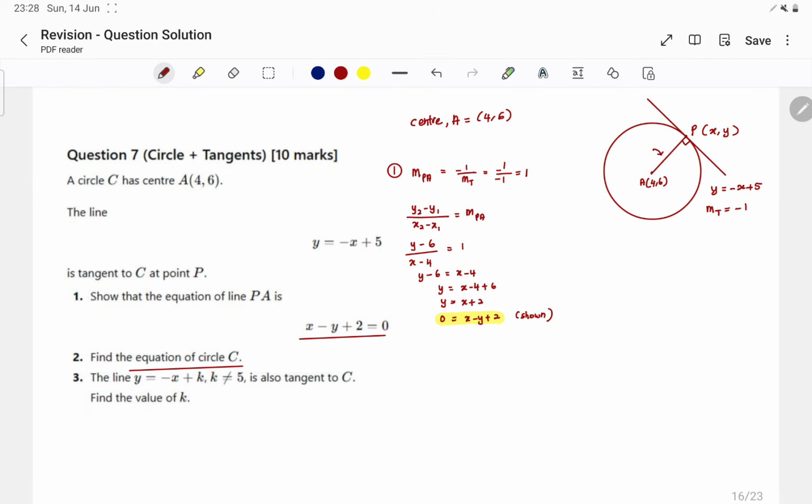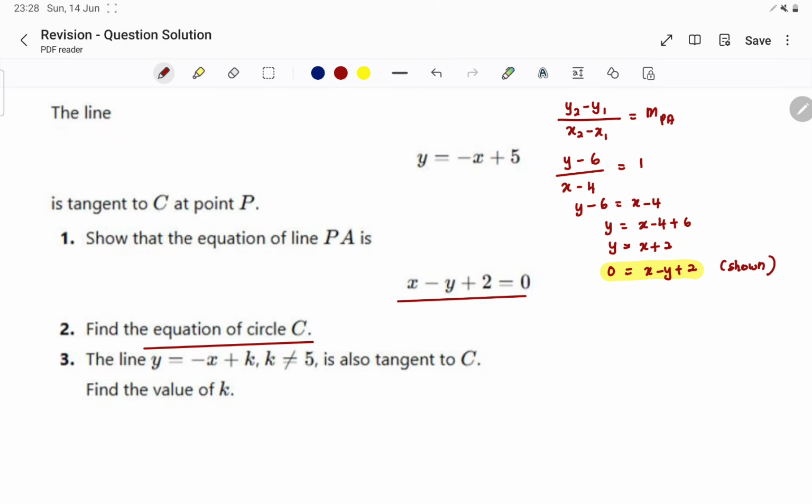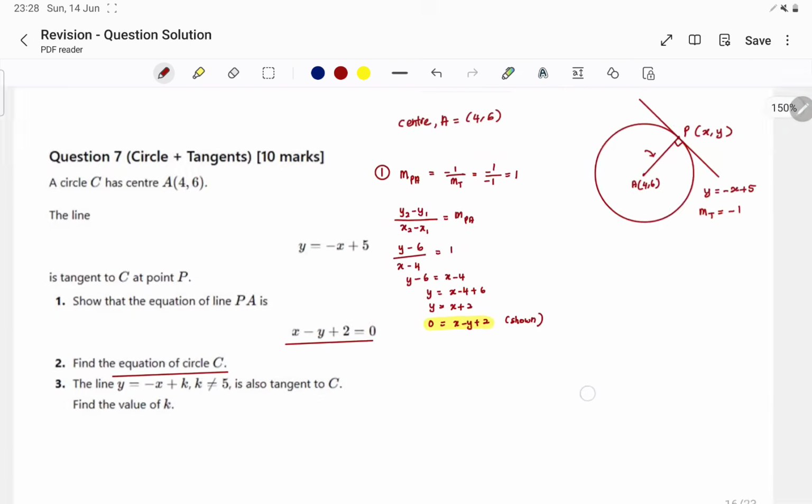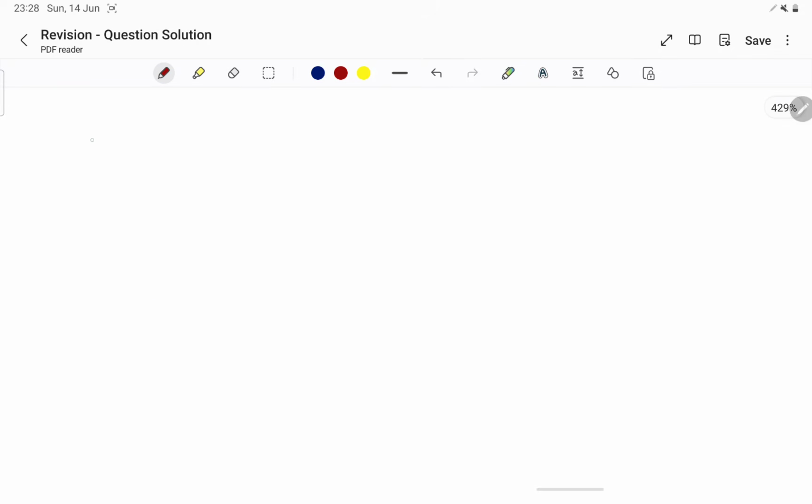Okay, now we proceed to question 3, where they ask us to find the value of k, given that the line y equals negative x plus k, where k is not equal to 5, is also a tangent to C. So for question 3, they mention that y is equal to negative x plus k is also a tangent to C, and k is not equal to 5.